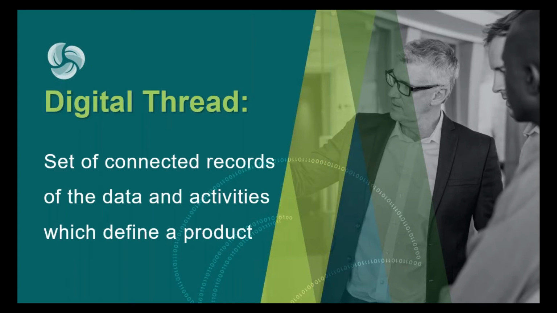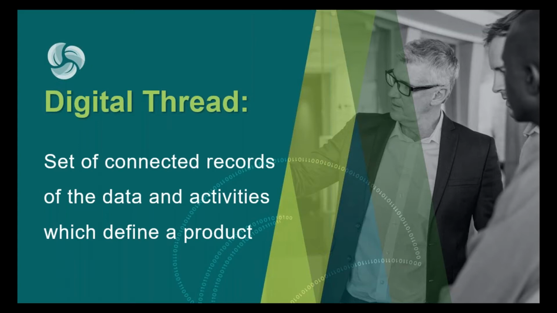The definition that we're going to use for the purpose of this webinar series is that the digital thread represents a set of connected records of the data and activities which define a product. So essentially what we're saying is that there's things out there, data, records, some sort of IP, and when you string those things together, that entire connection of those things becomes our product definition.